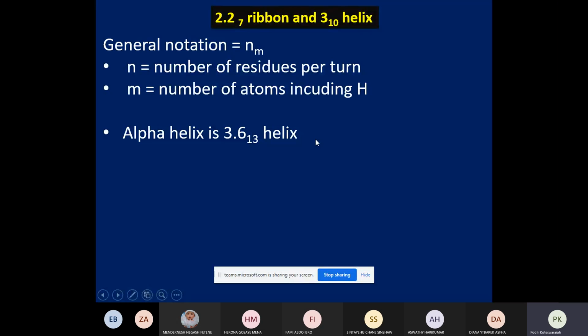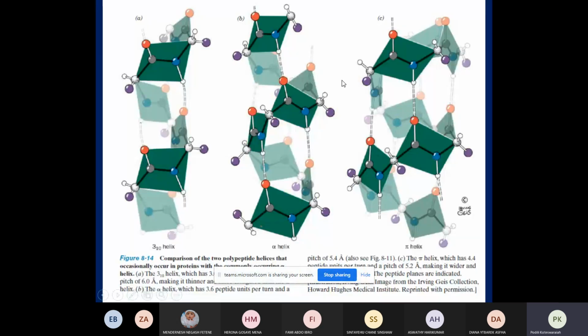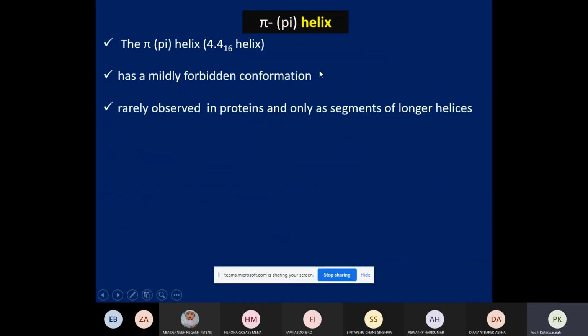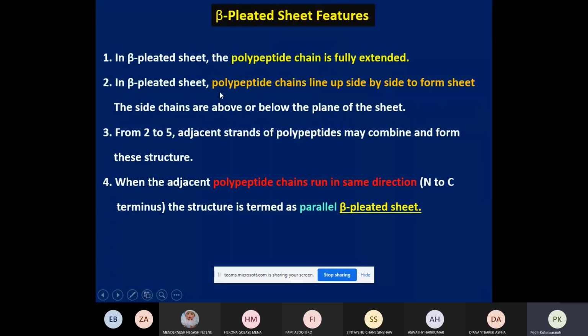And in addition to this, alpha helices are again of different types. The 3-10 helix has 3 residues per turn and 10 atoms, and then the pi helix has 4.4 residues and 16 atoms, and this is not that important.